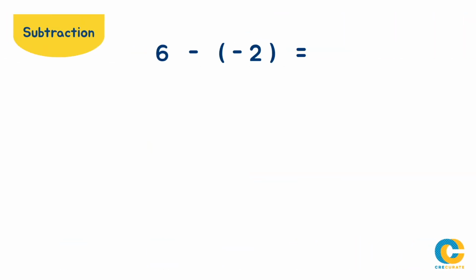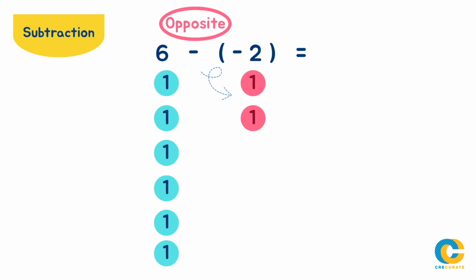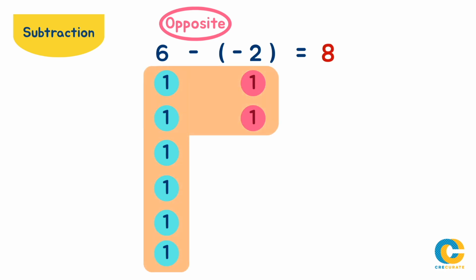Another way of looking at subtraction is to think of the minus sign as an indication of opposites. In this question, we have 6 ones and 2 negative ones. We want to subtract negative 2 from 6. Since minus means the opposite, we can think of that as changing or flipping the number after the minus sign. Opposite of negative 1 is 1. So by flipping both negative ones after the minus sign, we get 2 positive ones. Counting the total number of ones gives us 8 as the answer.